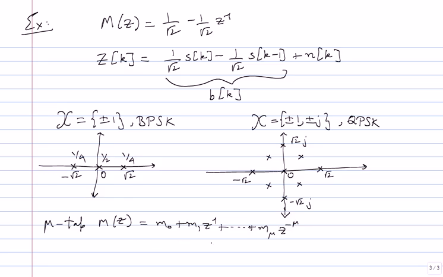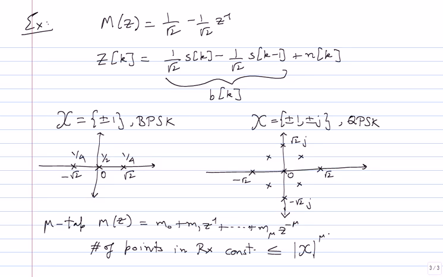If you have this and your transmit constellation is X, then the number of points in the received constellation is less than or equal to the size of X to the power mu. So it grows exponentially in mu. That's a bit of a problem. You have to be worried about this, because if you want to do detection on the Z k and M of Z has too many taps, you have to worry about too many points in your constellation.